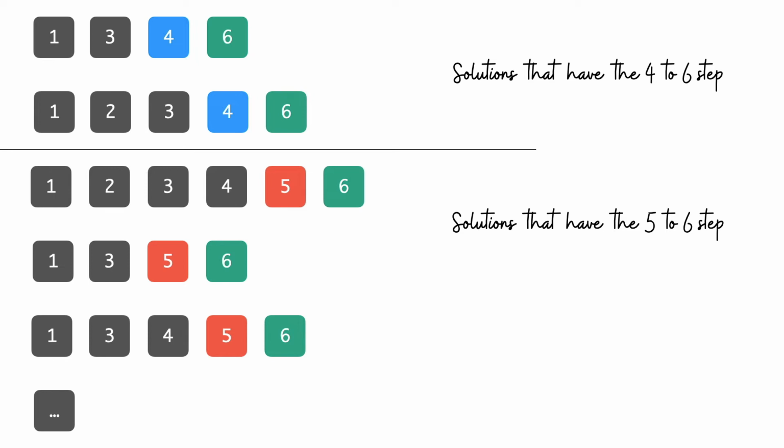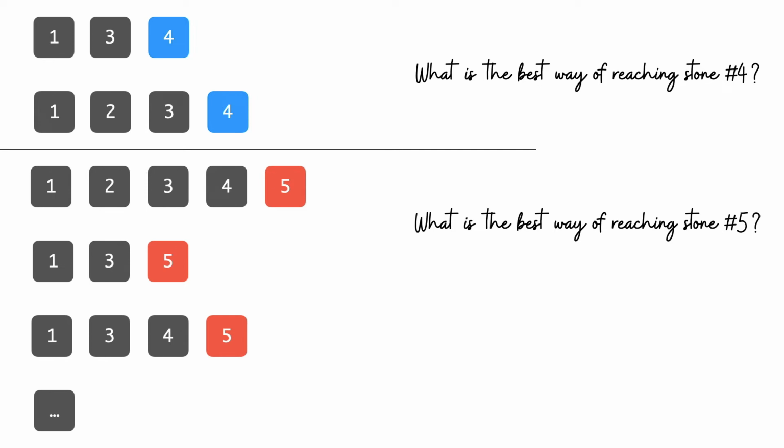Now, by breaking it up in this way, you might see that the cost of every sequence can be thought of as the cost of getting to either stone number 4 or 5, as the case may be, plus the cost of that last jump. So in some sense, if we knew the best way of getting to stone number 4 and the best way of getting to stone number 5, then we could just tag along the costs of the last jumps to figure out the sequence that has the best overall cost.